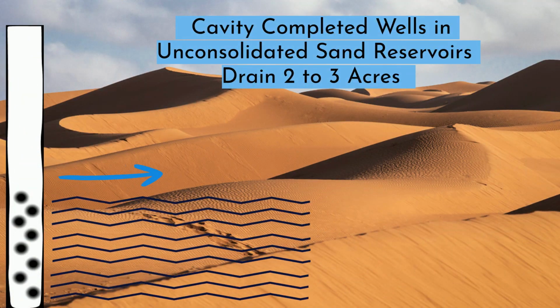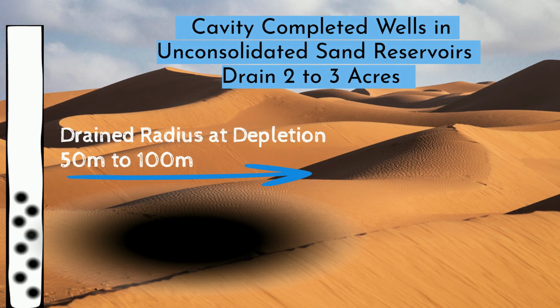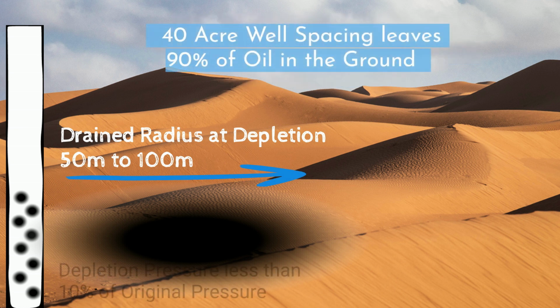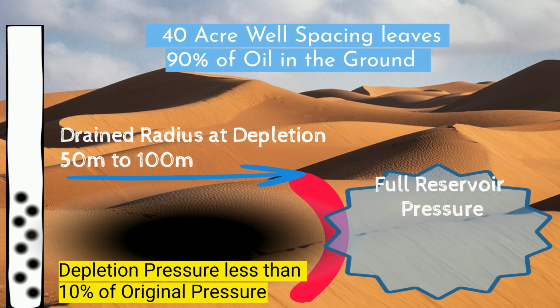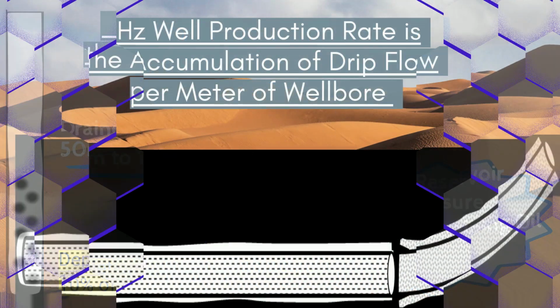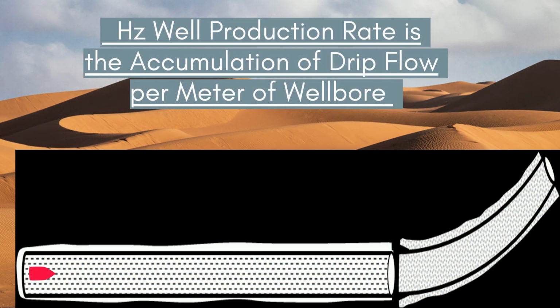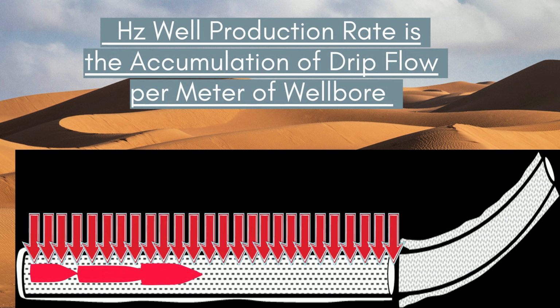Perforated vertical wells drain 2 to 3 acres after sand removal. Infill drilling has shown original reservoir pressure exists 80 to 150 meters from a depleted perforated vertical well. Production rate from a horizontal well is the incremental accumulation of drip rate inflow from each meter of reservoir accessed by the wellbore.